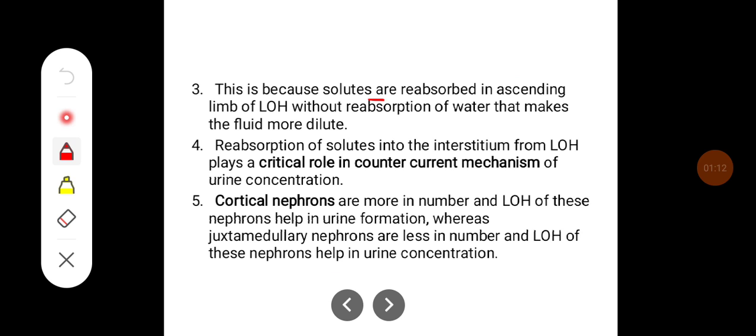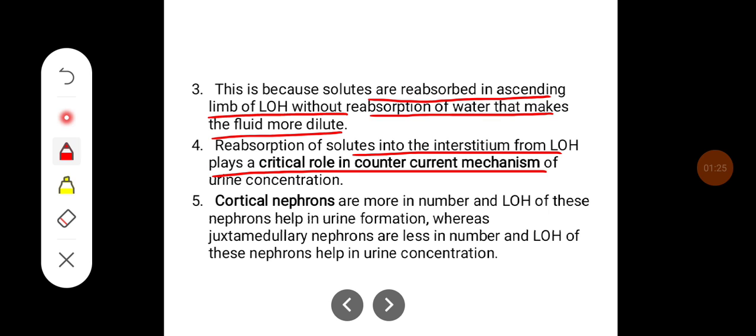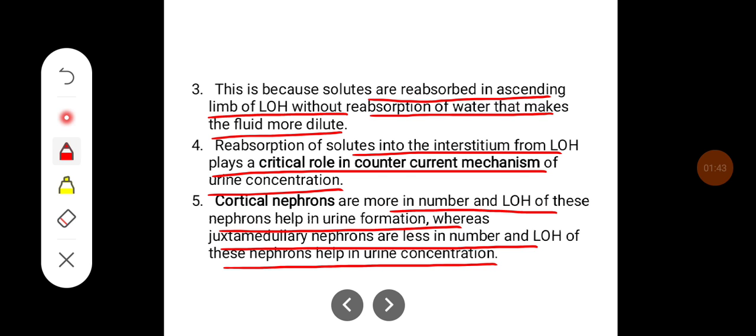This is because solutes are reabsorbed in ascending limb of loop of Henle without reabsorption of water that makes the fluid more dilute. Reabsorption of solutes into the interstitium from loop of Henle plays a critical role in the countercurrent mechanism of urine concentration. Cortical nephrons are more in number and loop of Henle of these nephrons help in urine formation, whereas juxtamedullary nephrons are less in number and loop of Henle of these nephrons help in urine concentration.